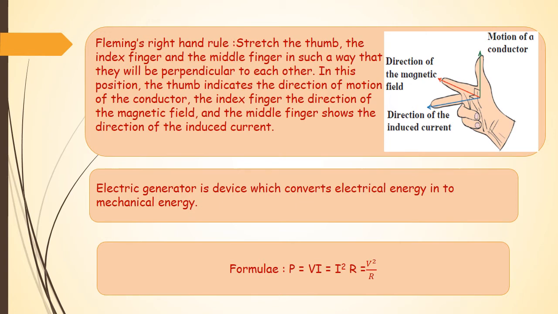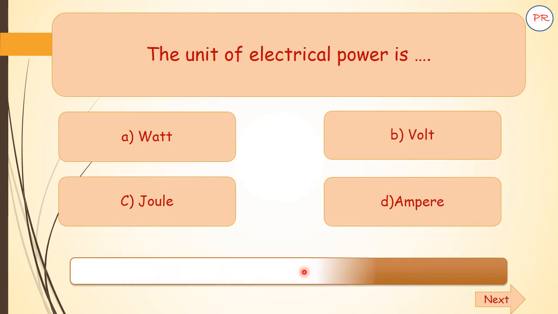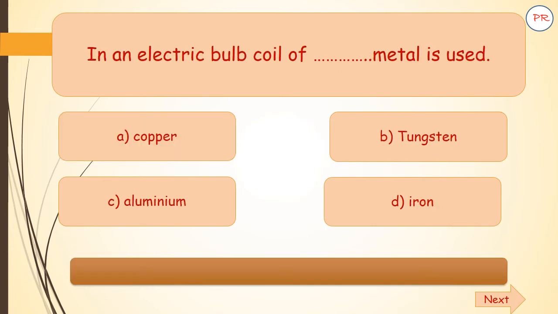We will go for multiple choice questions. Now here is the first question. The unit of electric power is A. watt, B. volt, C. joule, D. ampere. Your time starts now. And the correct answer is A. watt.